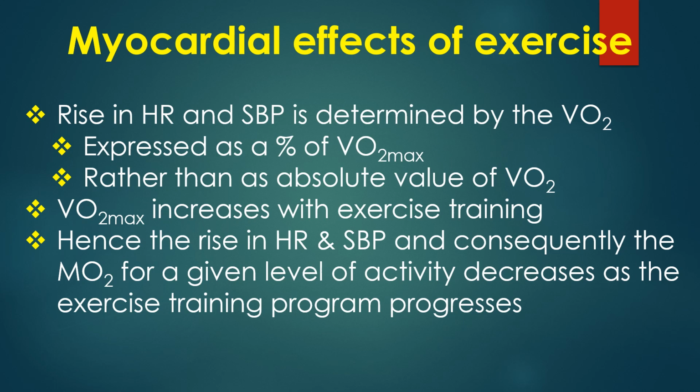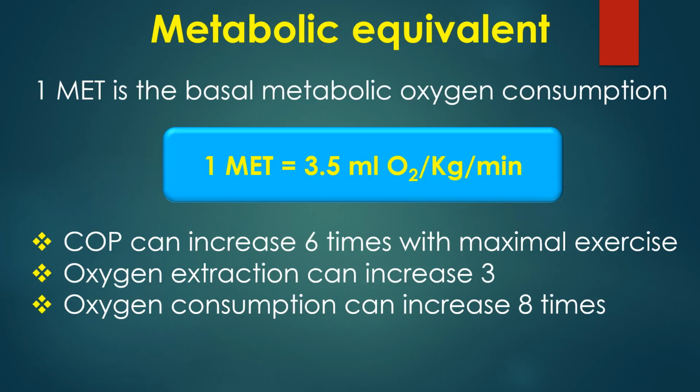VO2 max increases with exercise training. Hence, the rise in heart rate and systolic blood pressure, and consequently the myocardial oxygen consumption for a given level of activity, decreases as the exercise training program progresses.